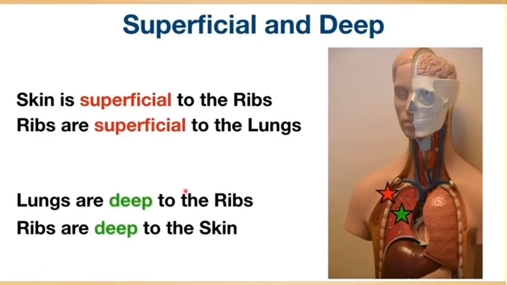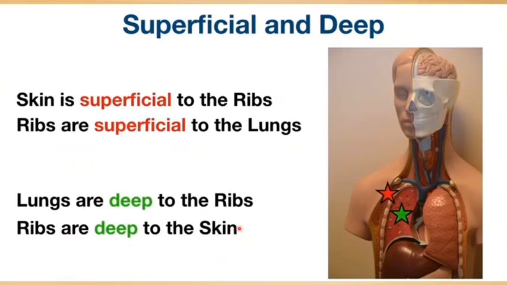All right. Now, in using the word deep, let's compare lungs and then tissue and then ribs, because the ribs are superficial to the lungs. The reverse is true. The lungs are deep to the ribs. Then the ribs are deep to the skin. It's as simple as that.